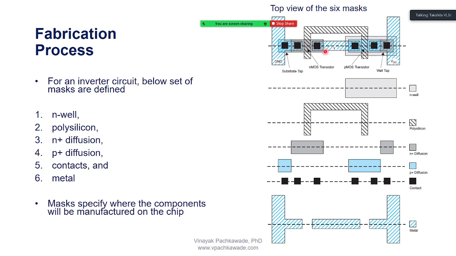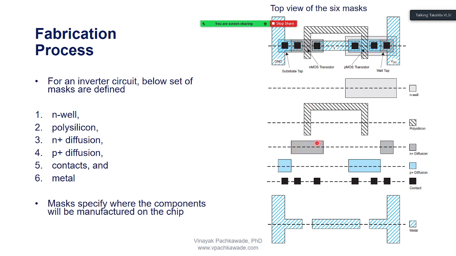So what is this layout for? This is the layout for a CMOS inverter circuit, and the masks are specifying things. You see, this is the mask for the N well. It is specifying where the N well will be manufactured on the chip. This is the mask for the polysilicon, specifying which place on the wafer this mask is going, so that finally I'll have the circuit for the CMOS inverter.